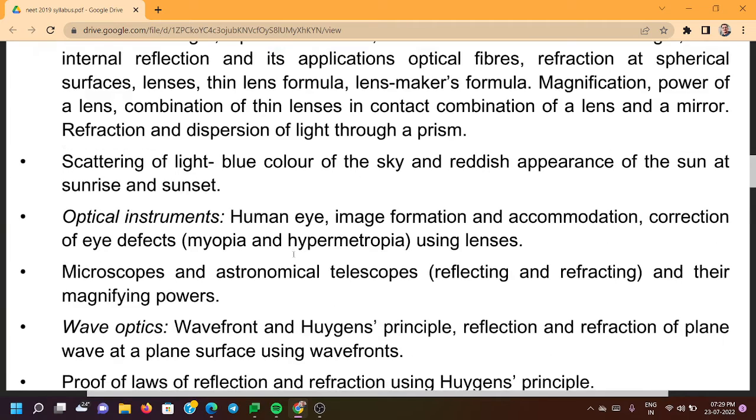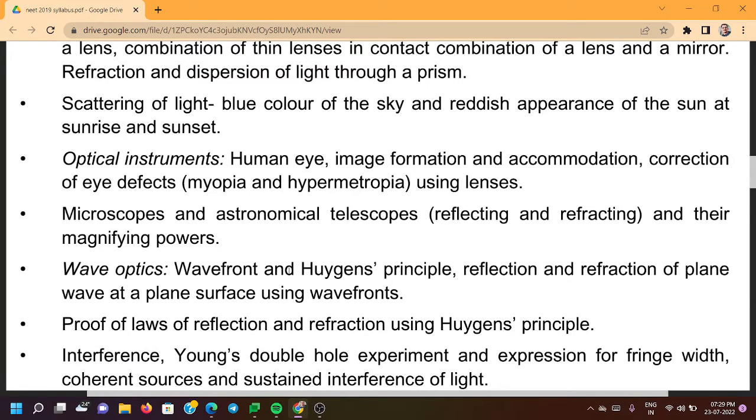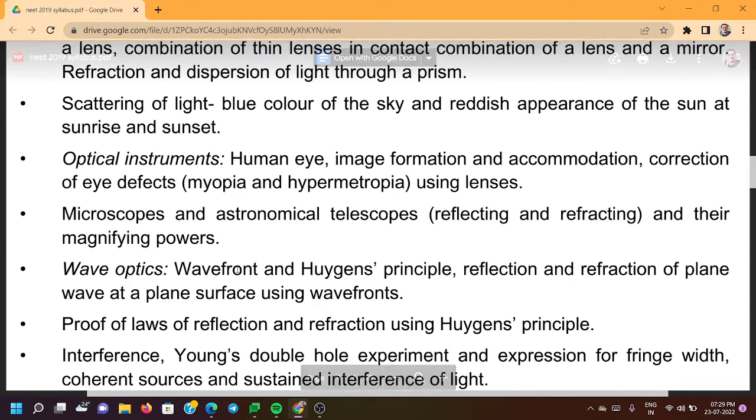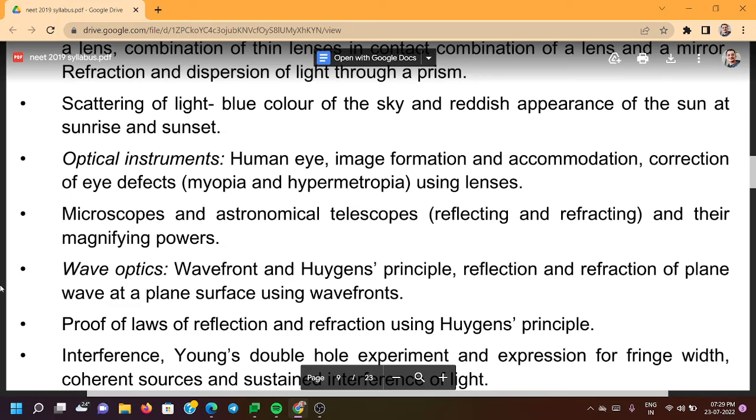dispersion of light through a prism, scattering of light, blue color of the sky and reddish appearance of the sun at sunrise and sunset. Optical instruments: human eye, image formation and accommodation, correction of eye defects, myopia, hypermetropia using lenses, microscopes and astronomical telescopes, reflecting and refracting, and their magnifying powers.